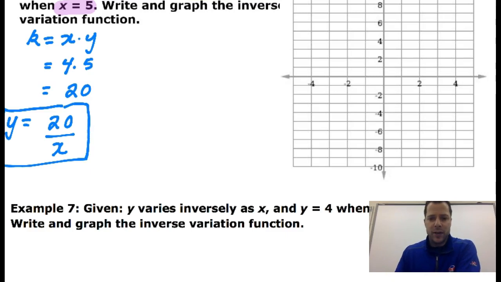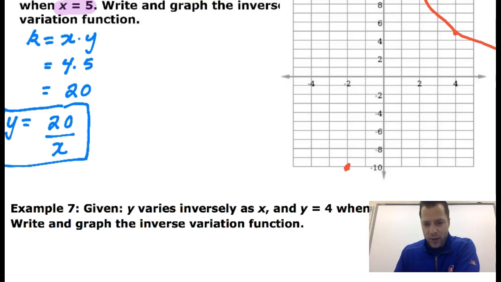You notice I only go up to 10, so if I plugged in 1 for x, it would be pretty tough because I'd need 20. If I did 2, I'd get 10. If I did 4, I'd get 5. So it drops down a little bit. My graph isn't the best, but the graph is going to look something like this. It's going to come down. And then if we did negative 2, we get negative 10. And if we plugged in negative 4, we would get negative 5.